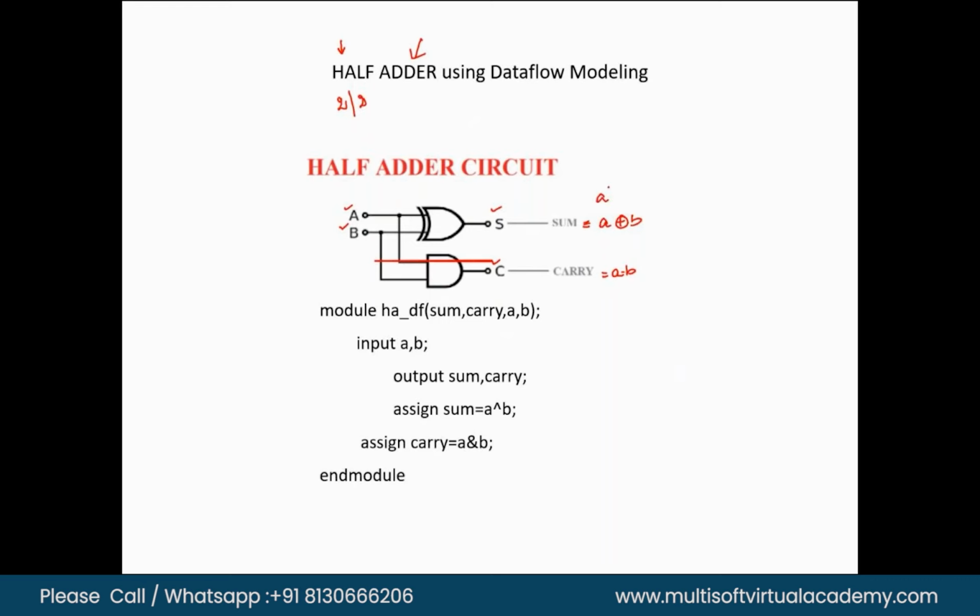A XOR B, or A cap B as we will be using in the program, is an XOR gate. The inputs of the XOR gate are A and B. Similarly, A dot B, the inputs of my AND gate, are A and B. This is common for both gates: gate 1 is the XOR gate and gate 2 is the AND gate. So A and B are common for both gates, and I can connect like this. The output of the XOR will be my sum. The output of this AND gate will be my carry.